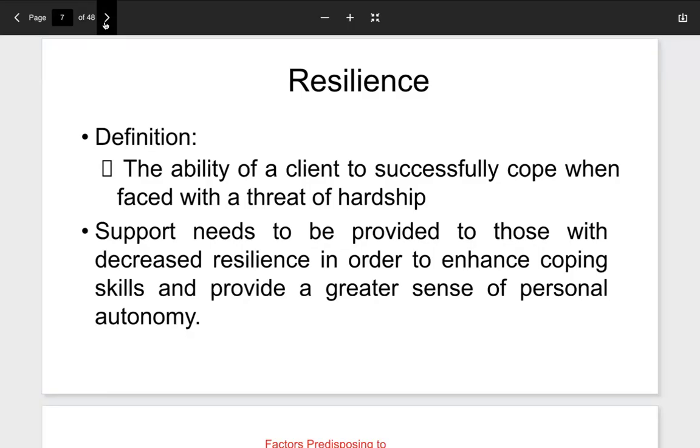But they were still surviving. They may not have been thriving, but they were still doing something and they were still surviving before you came along. So what are those successful coping strategies that they have been utilizing up until this point? So usually we can also say that some communities, clients as well individually, they do need sometimes support to help decrease the challenges, and they need some support in enhancing their coping skills because that's going to provide them with a greater sense of personal autonomy.